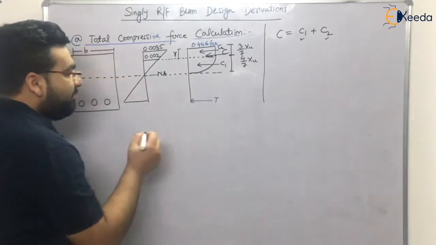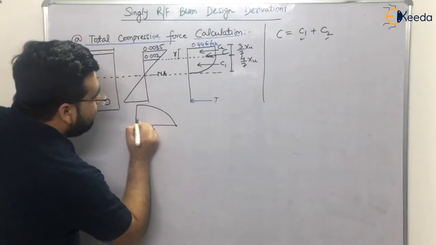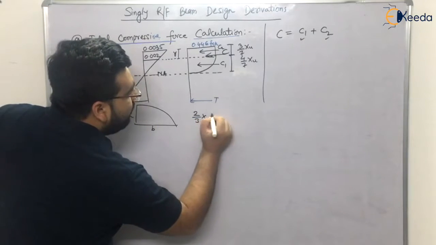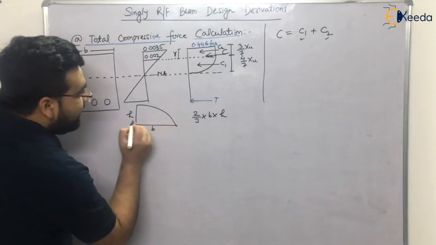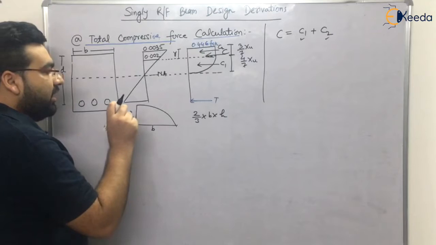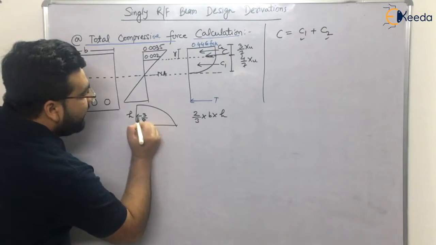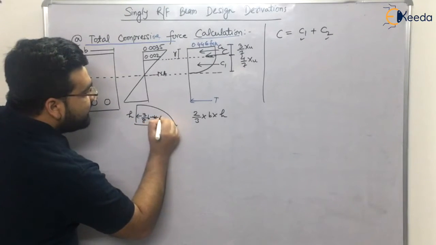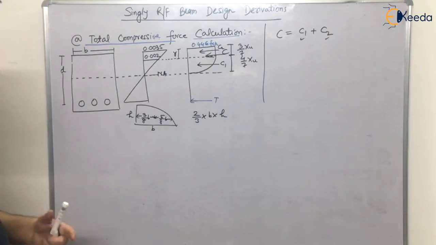So first of all, I have to calculate the area of this thing. The area of a parabola, you know that, for example, this is a parabola. Let us say this is B and this is H. The area of this parabola is 2/3 into B into H. Right? And the centroid of this parabola is at a distance of 3/8 B from this point, and from this point it is 5/8 B. Right? This is a property of the parabola.